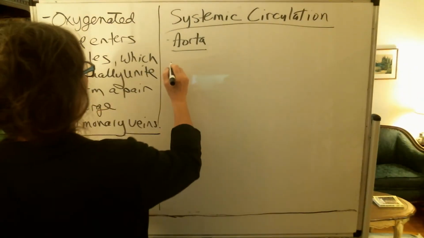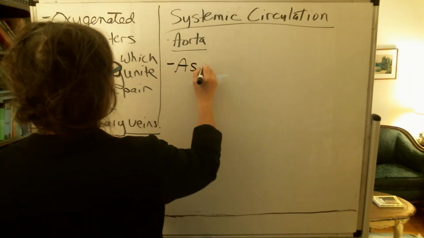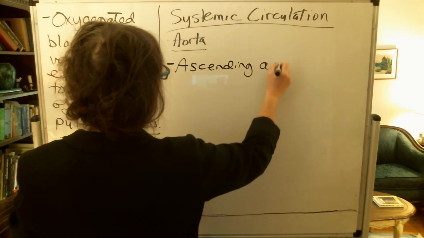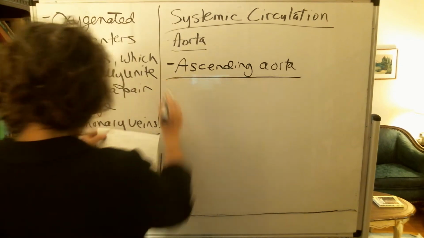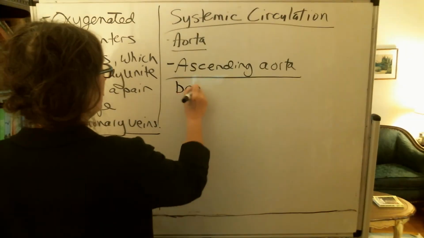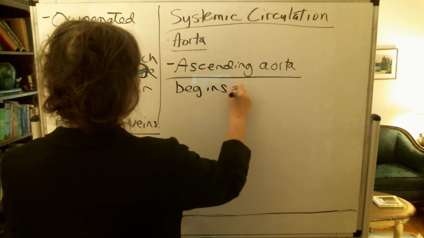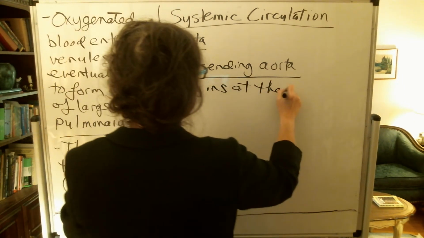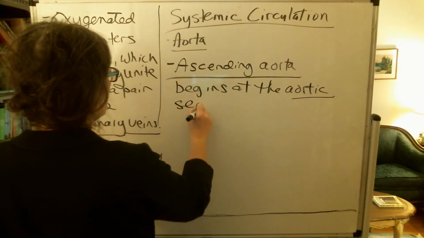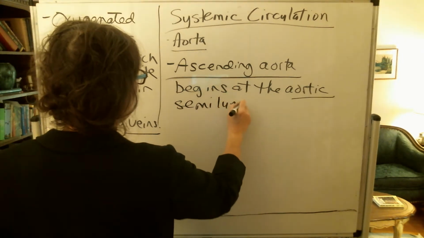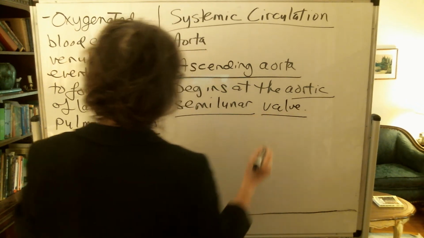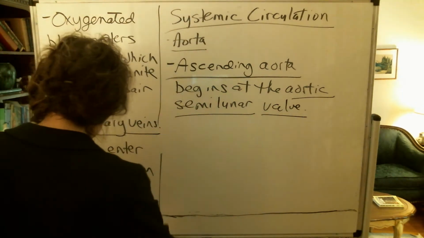So there is the ascending aorta, which begins at the aortic semilunar valve, that is to say, just coming out of the heart.